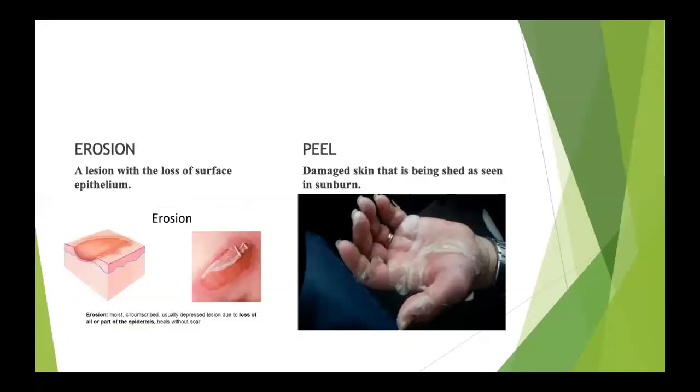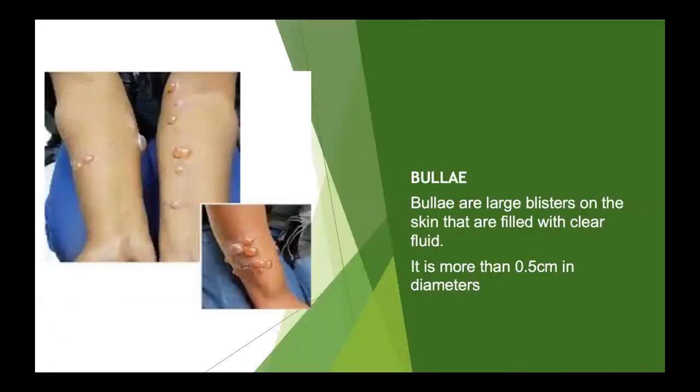We have erosion, which is a lesion with the loss of surface epithelium. And there's peeling of the skin, where damaged skin is being shed, as we see on the screen. Right, we have bullae, which are large blisters that are filled with clear fluid and more than 0.5 centimeters in diameter.